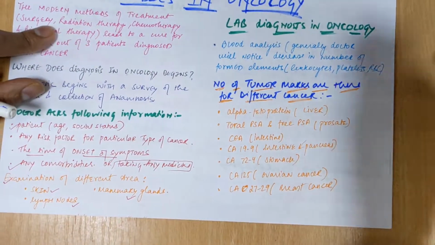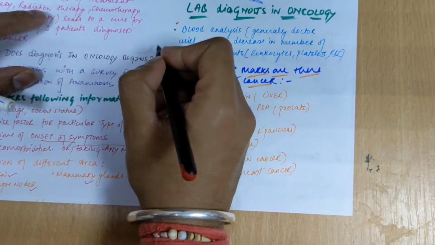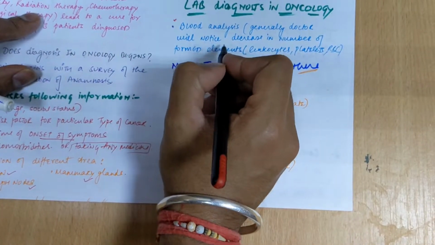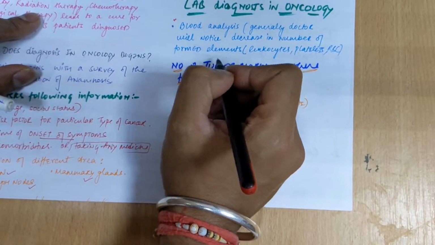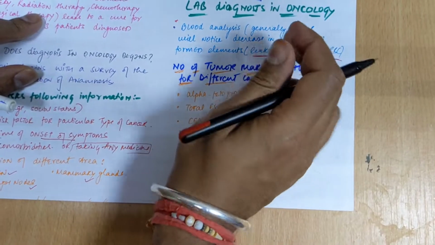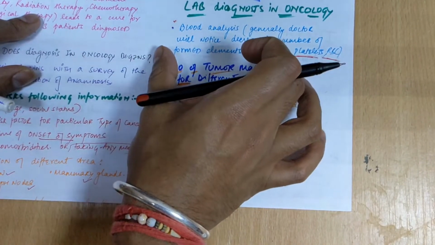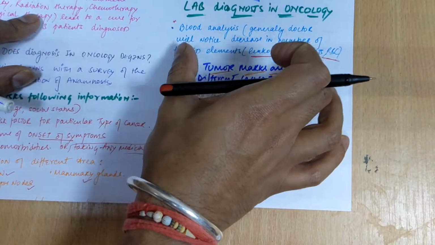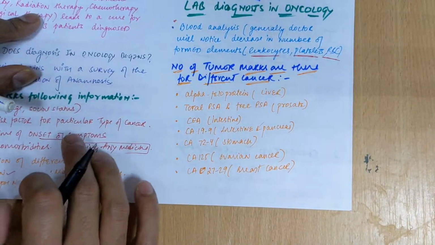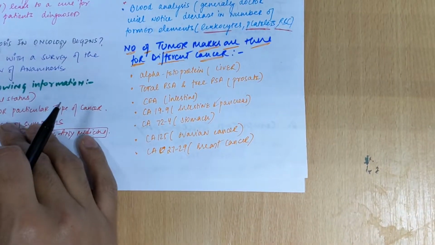Now in the case of lab diagnosis in oncology, we first of all do blood analysis. This is the first factor, and generally the doctor will notice a decreased number of formed elements, that is leukocytes, platelets and RBCs. These are the samples the doctor collects through the blood, to watch whether these formed elements are normal or not, in the lab diagnosis of oncology.